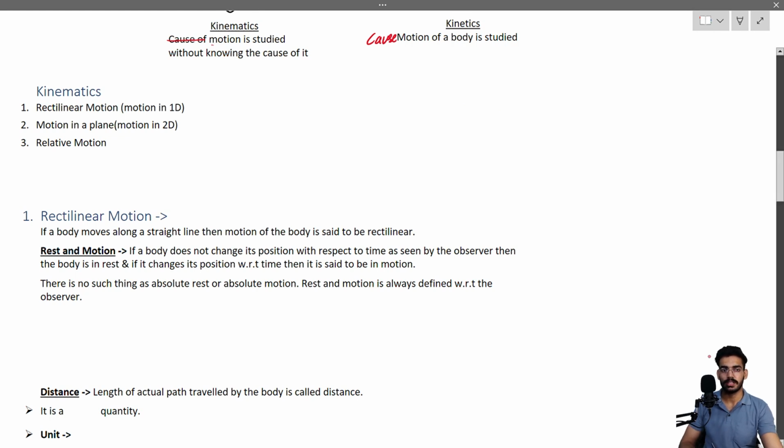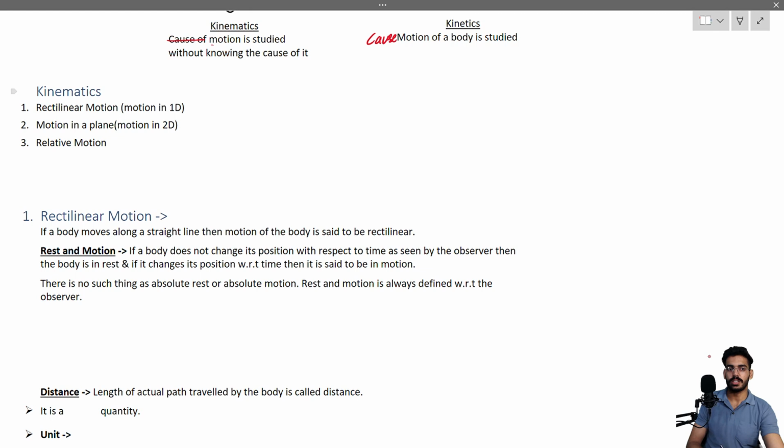So third, this chapter is divided into three parts. One is rectilinear, one is motion in a plane, and third is relative motion. Basically, we will study relative motion also. I will define clearly what relative motion is and the other things in that. We will define it completely. Don't worry about it.